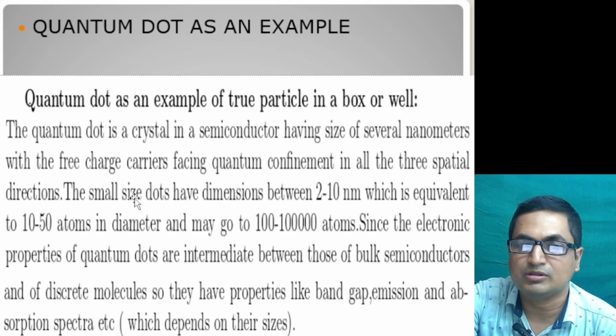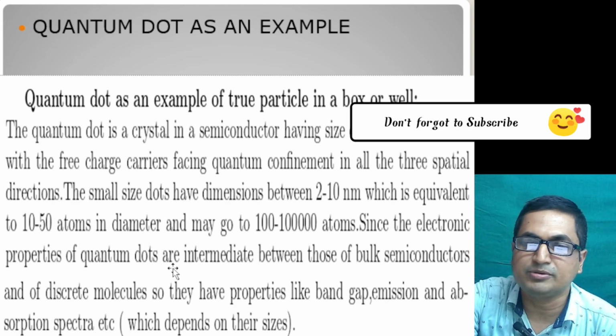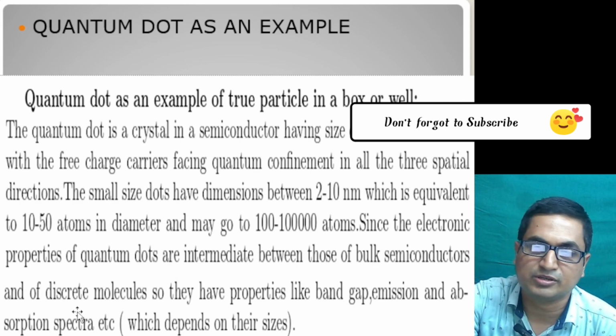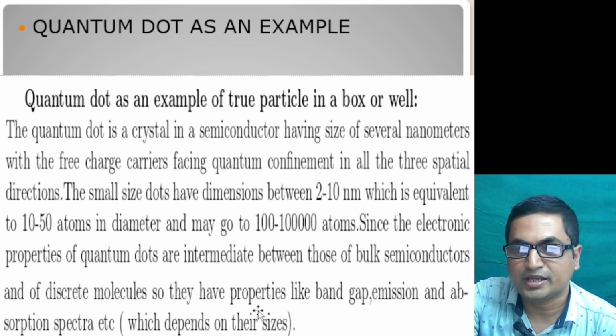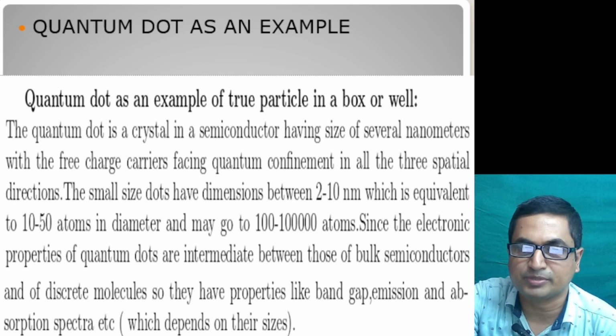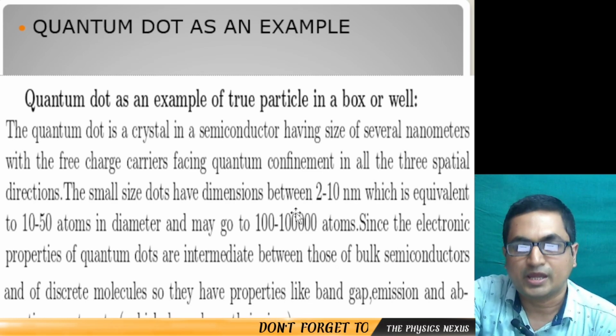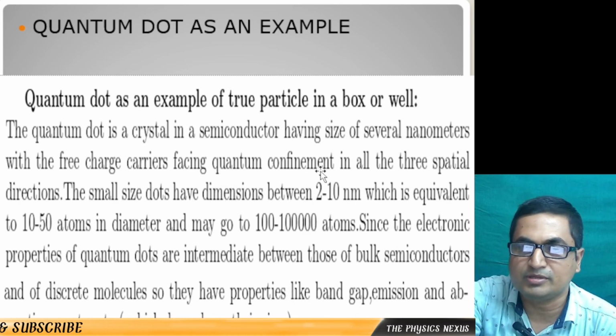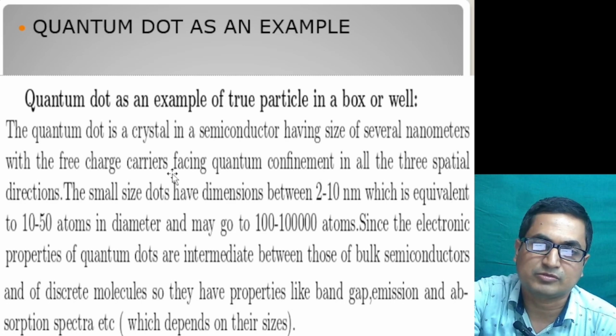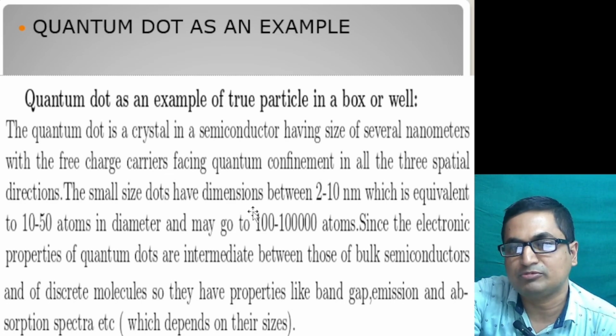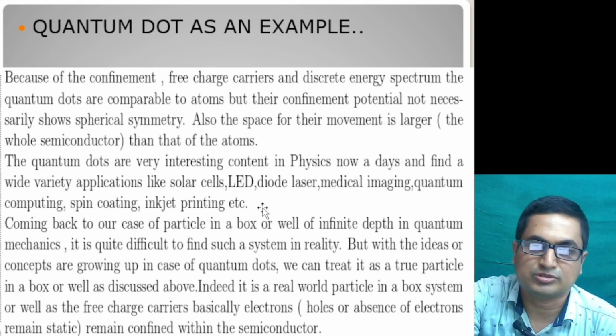infinite square potential well. Also, since the dots have a dimension of 2 to 10 nanometers, or 10 to 50 atoms in diameter, quantum dots are intermediate between bulk semiconductors and discrete molecules, and they have properties like band gap, emission and absorption spectra, etc. Depending on size, they show these properties, and having this quantum confinement, we can find that a quantum dot is an example of a particle within an infinite square potential box.